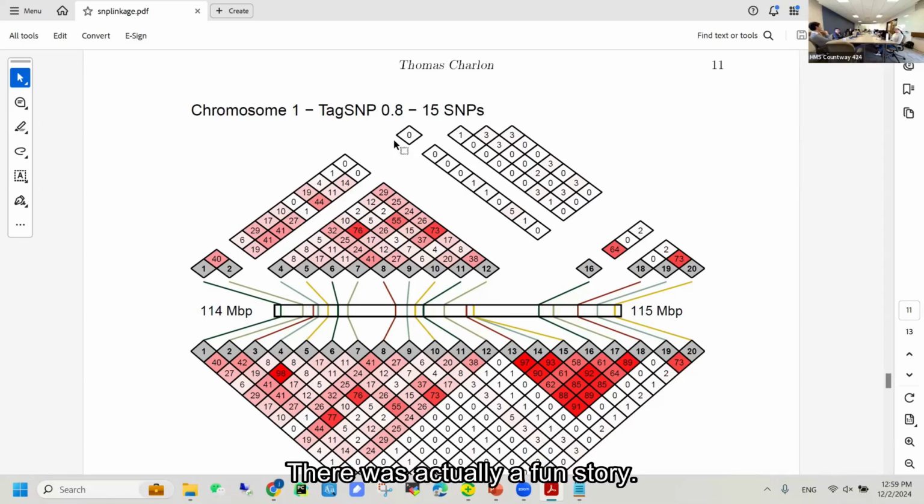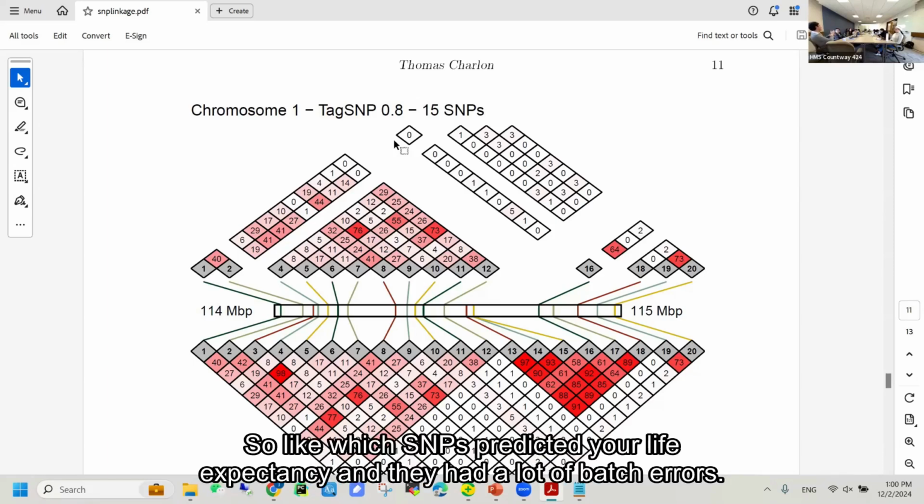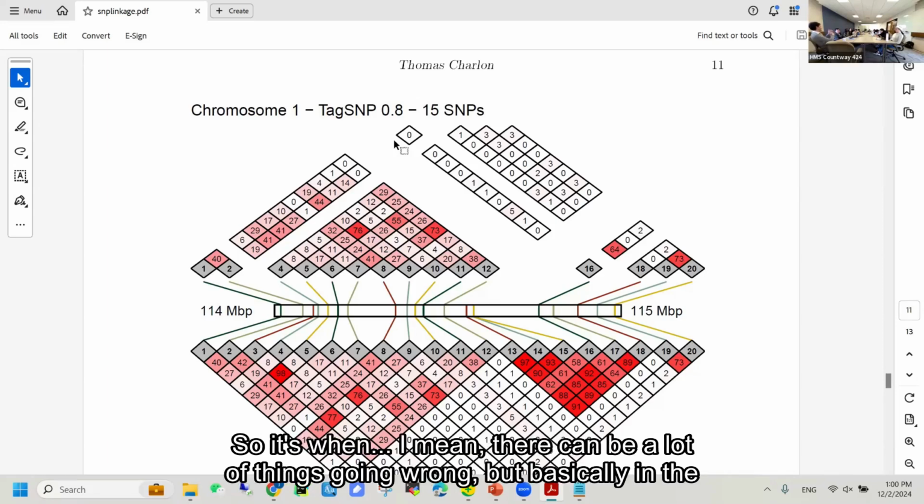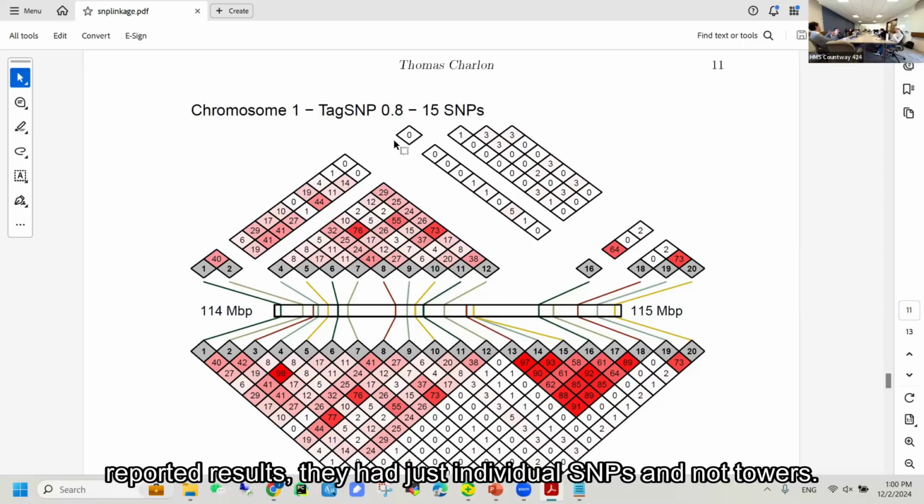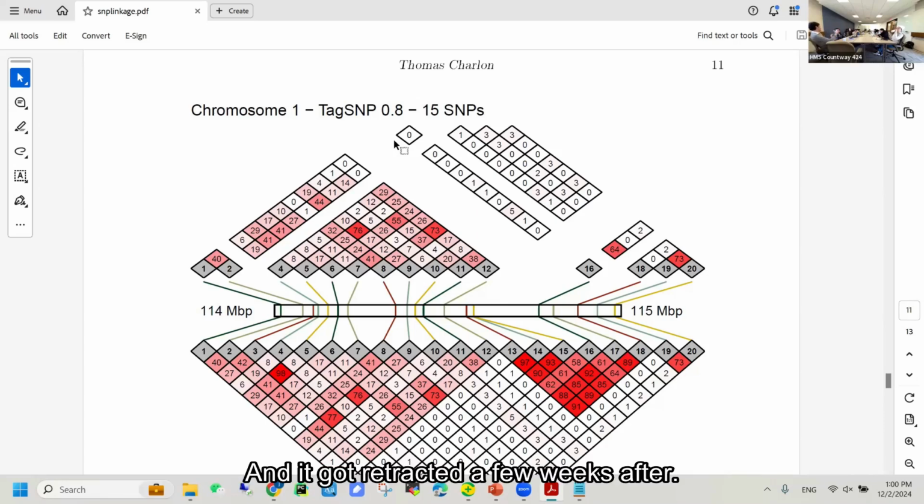There was actually a fun story. Google did a longevity study, so like which SNPs predicted your life expectancy, and they had a lot of batch errors. There can be a lot of things going wrong, but basically in the reported results, they had just individual SNPs and not towers, and it got retracted a few weeks after.